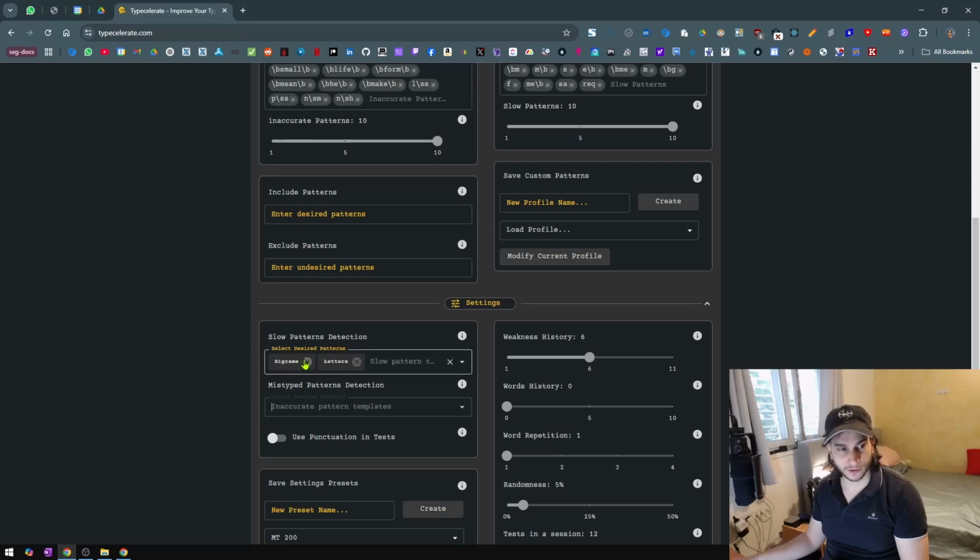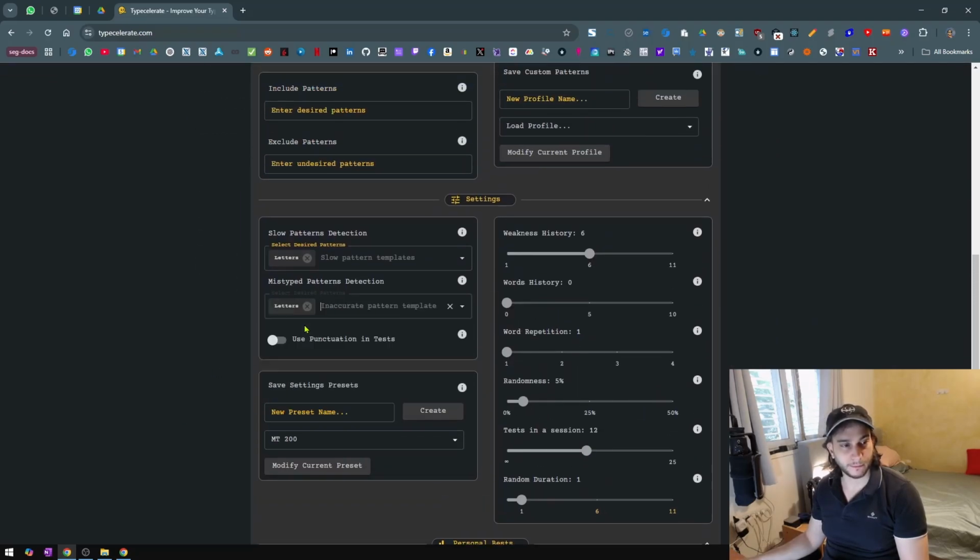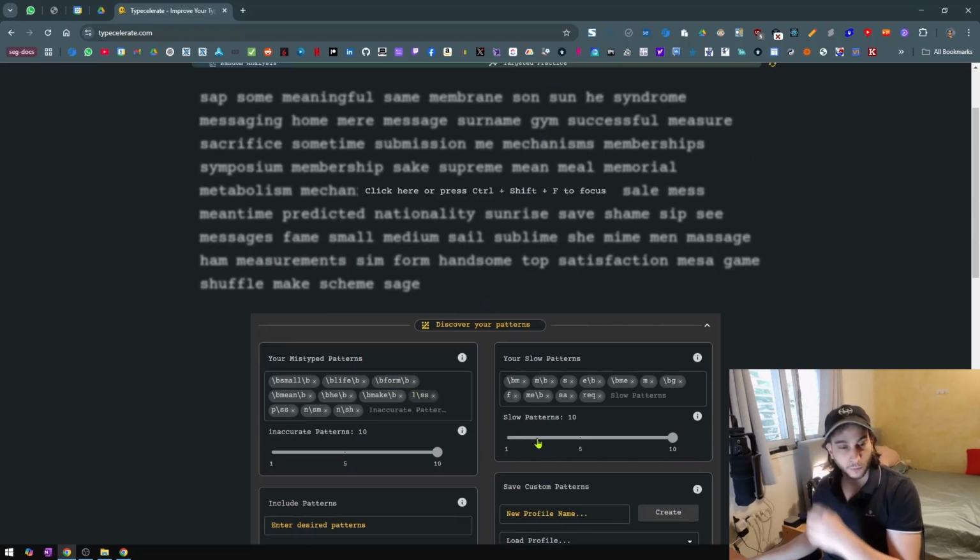Maybe you just want letters, right? You don't really care about specific bigrams or trigrams and all that. You just want to practice the specific letters that you tend to get wrong. So you can do it like that. Also, you can collect on both mistyped and slow, but put more weight on the slow patterns, so you can change this slider to only collect 2, for example. It wouldn't reduce immediately to 2 just by moving the slider, but once you take another test, it will remove a lot of the patterns and only keep 2 of them.